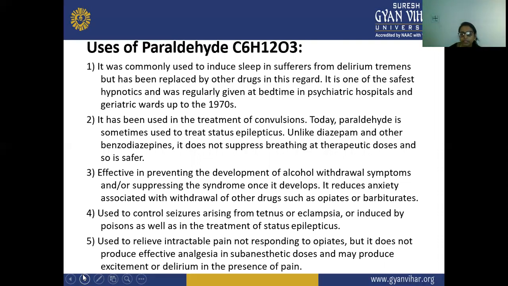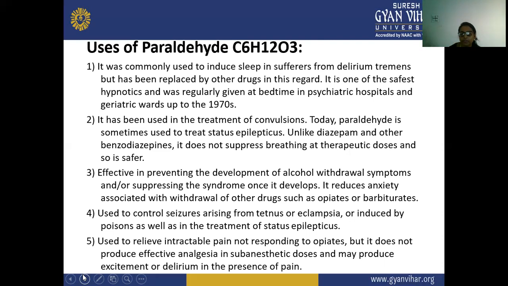So paraldehyde was given as a hypnotic medicine in psychiatric hospitals and geriatric wards at bedtime. It also induces sleep in sufferers with delirium tremens. After that, it was replaced by other drugs, and it has also been used in the treatment of convulsions.